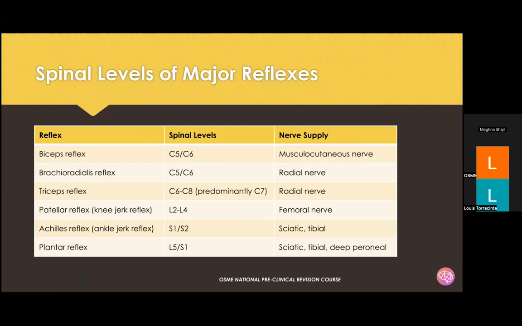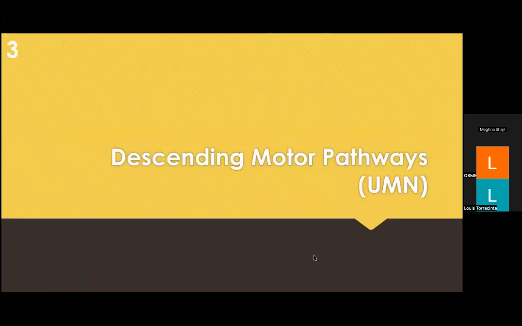Patellar reflex is L2 to L4. It's quite important to remember that's the femoral nerve. Achilles reflex, S1 and S2. We'll talk a bit more about the Achilles in terms of clinical pathology. And plantar reflex is L5 and S1. These two bottom ones are both sciatic and tibial.